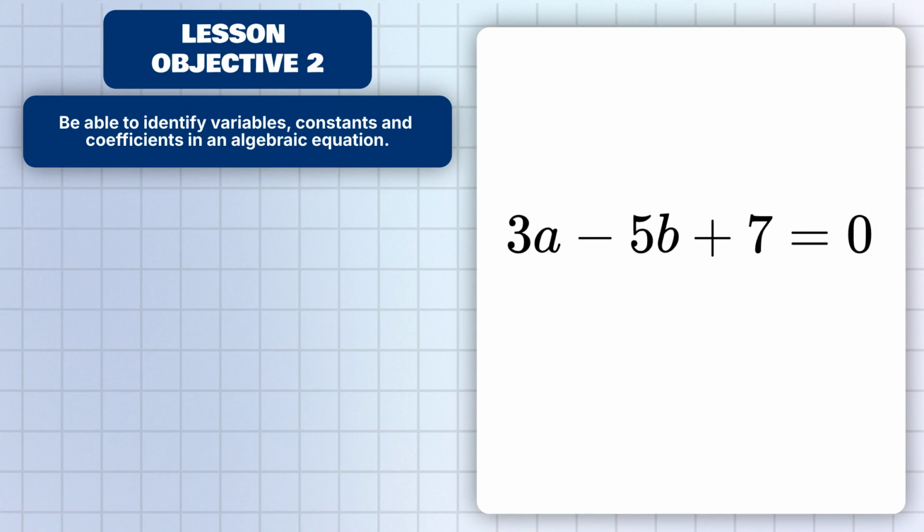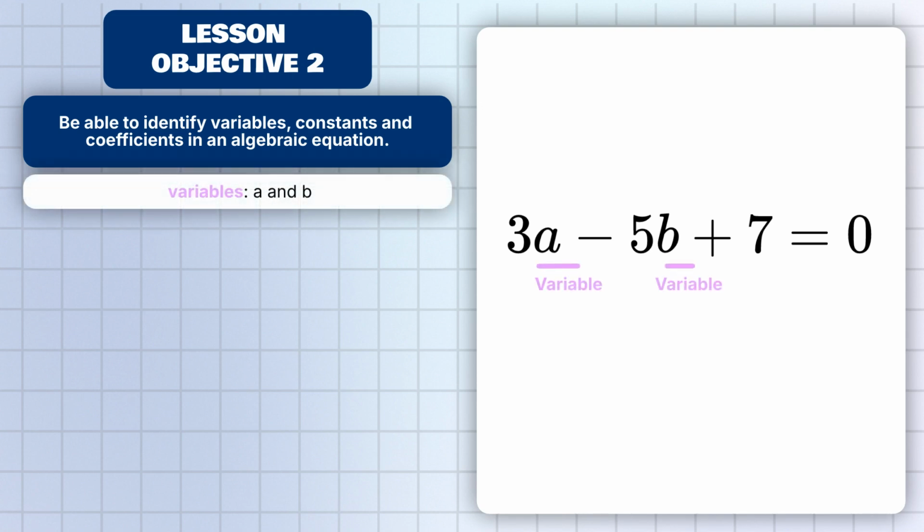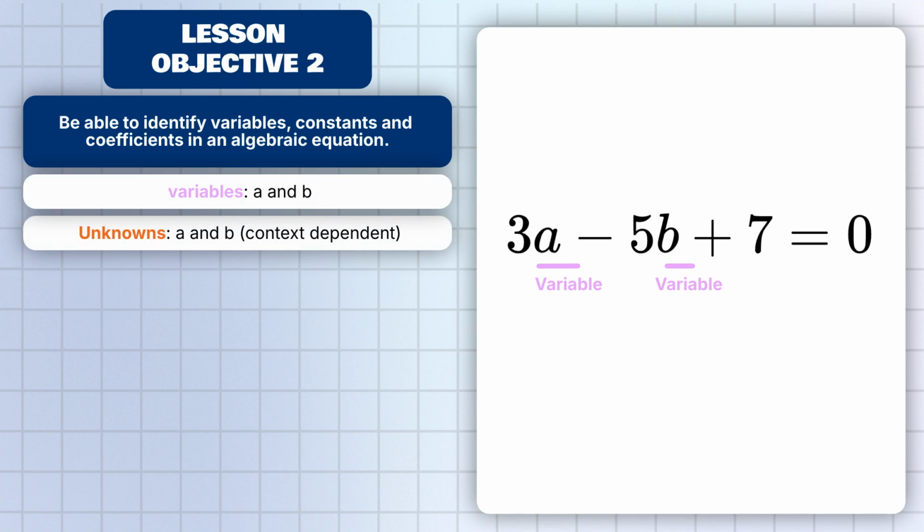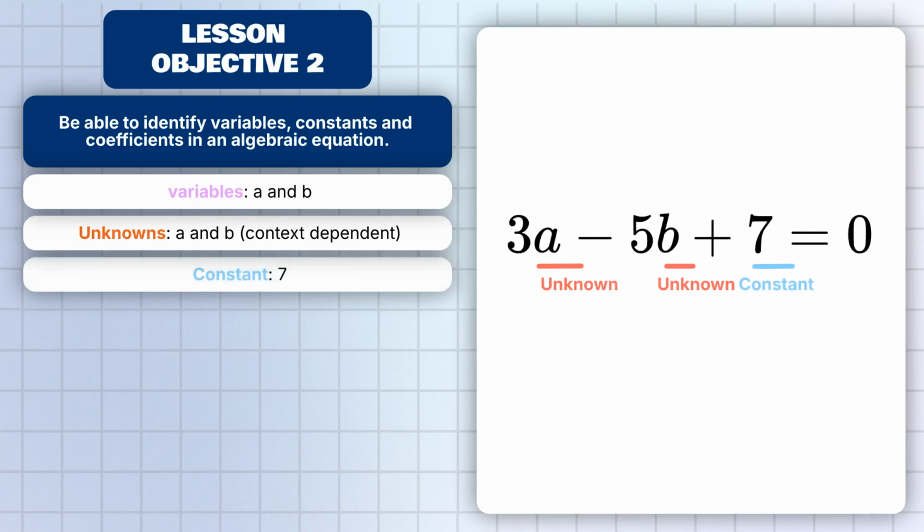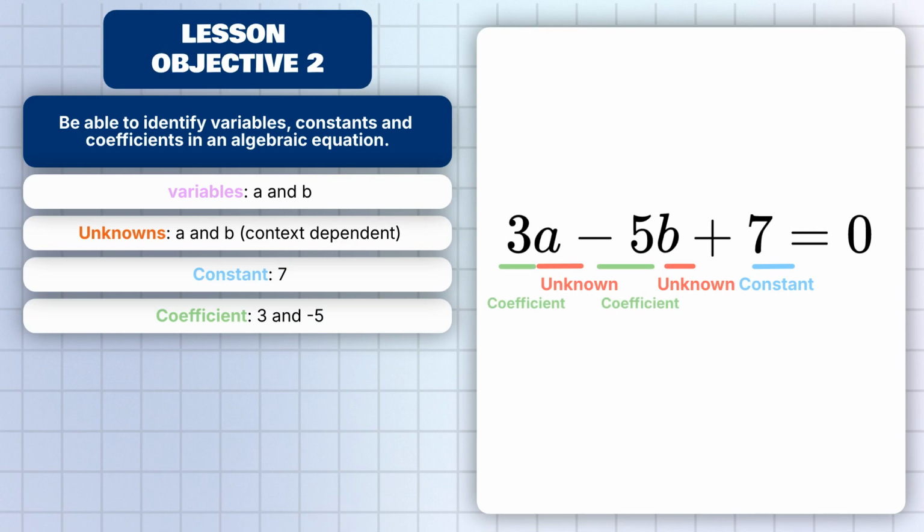Let's break down another equation, 3a minus 5b plus 7 equals 0. a and b are the variables. Depending on the context, either a or b could be unknowns we aim to solve for. The number 7 is a constant. The numbers 3 and minus 5 are coefficients. They indicate how much a and b contribute to the overall equation. Now we can confidently identify the components of algebraic equations. Let's apply this new knowledge to some more examples and simple problems.